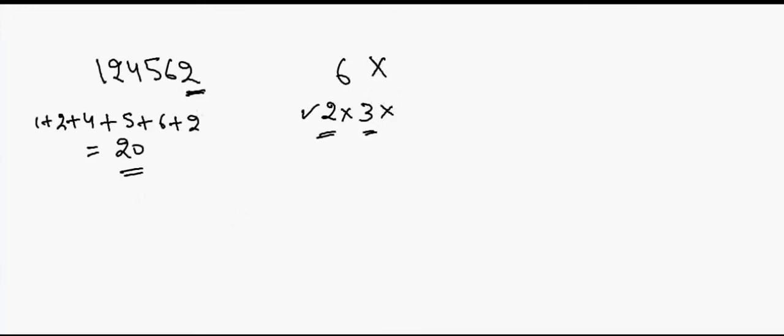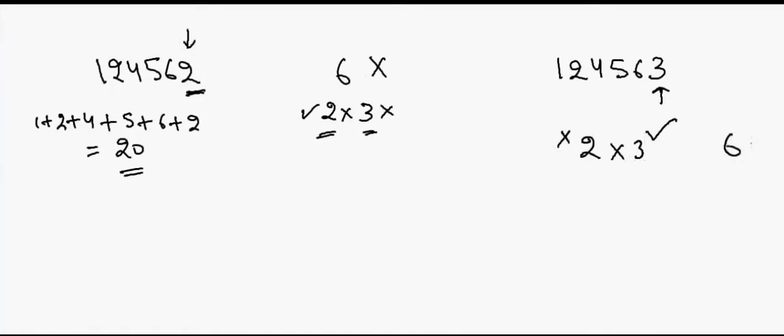We can modify this by adding one more number. So if I add one more number here, it becomes 1 2 4 5 6 3. But now this number is divisible by 3 but not by 2. So still, if we talk about 6, it will not be divisible by 6.